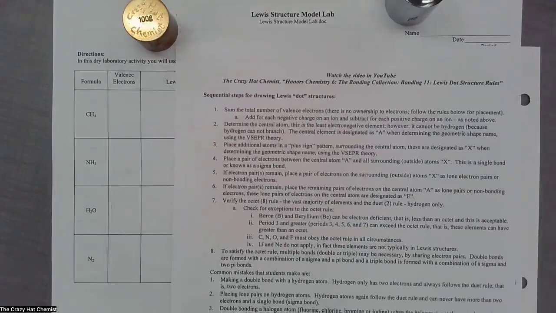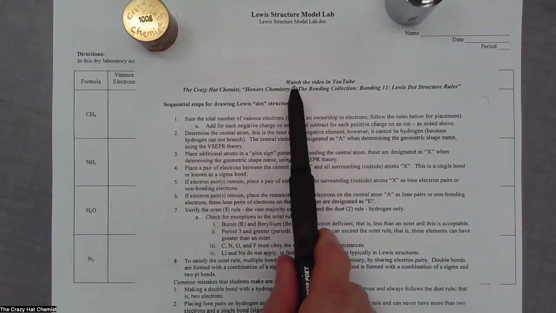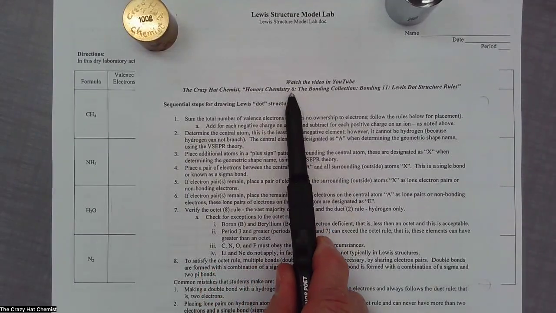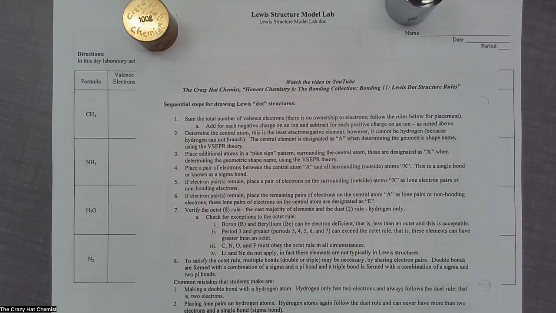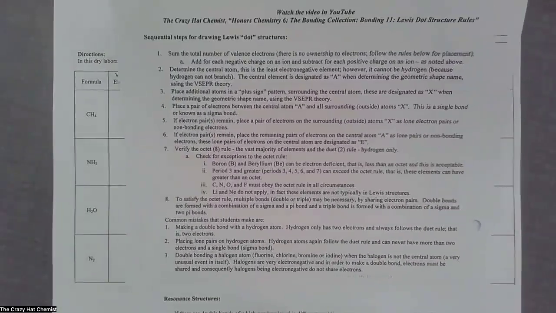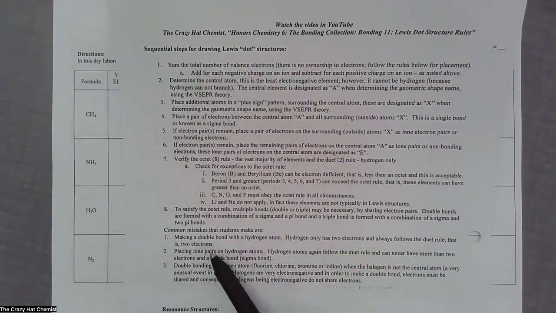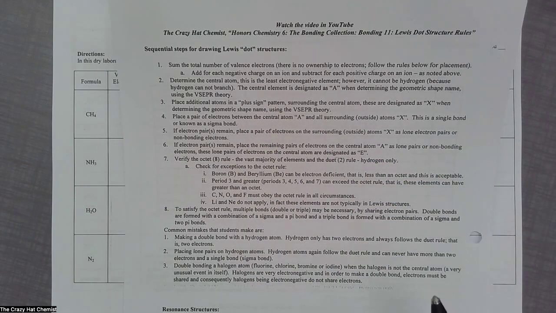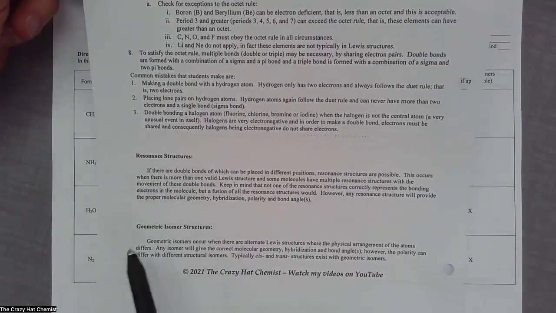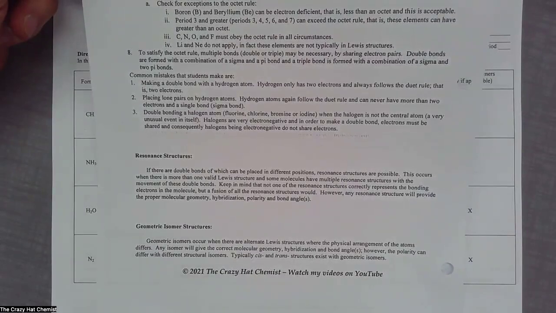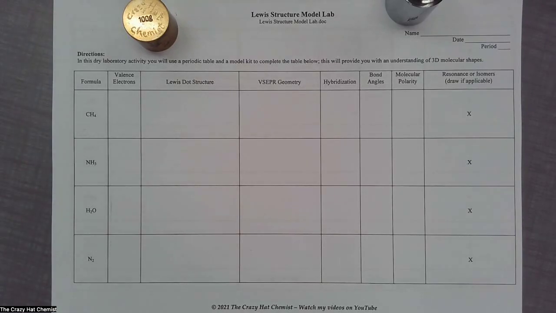Furthermore, we're going to flip this over. And right here, Honors Chemistry 6, the bonding collection, bonding 11, Lewis dot structure rules. These are the rules for Lewis dot structures, and I am going to be following this set of rules in order to do all these problems. Some things covered in here are resonance structures and geometric isomer structures as well. So that's one thing you need. Keep it handy so that you can understand what's going on.